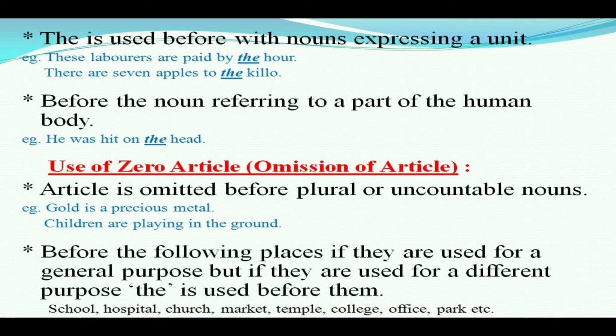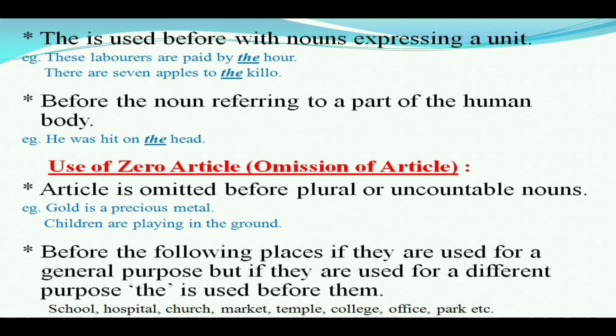Another example, children are playing in the ground. Children, though it is countable, is plural in number. So in both the conditions we cannot use any article. If a noun is plural in number or uncountable, we cannot use any article.